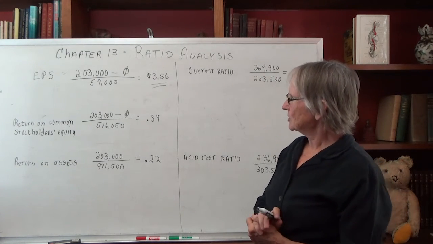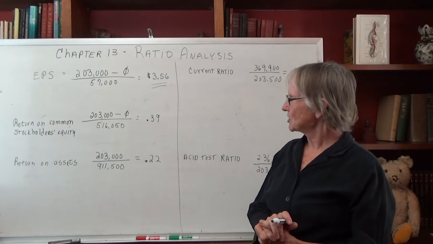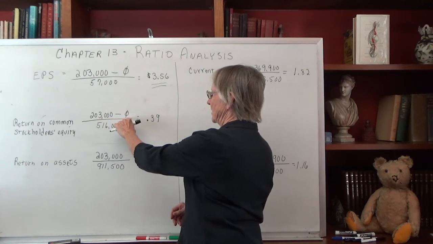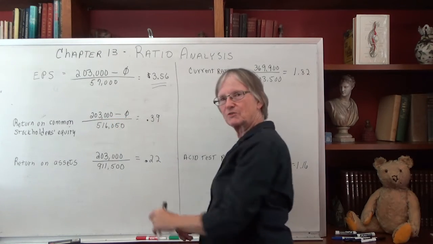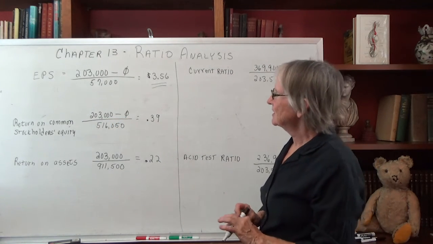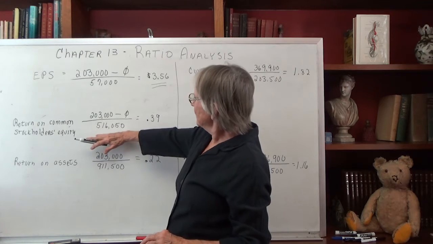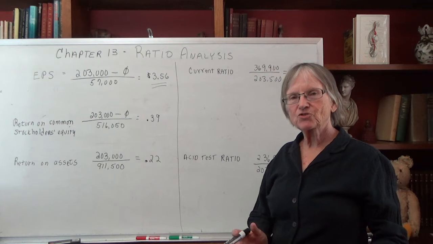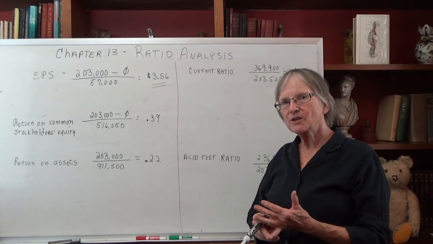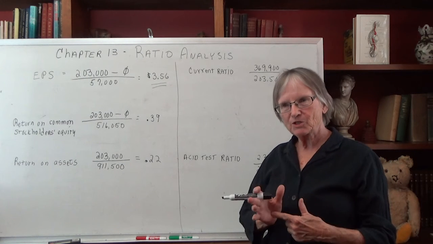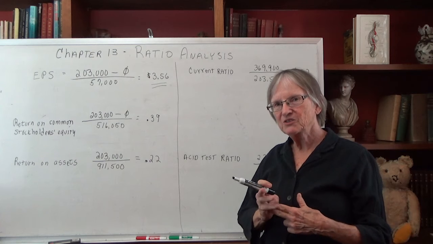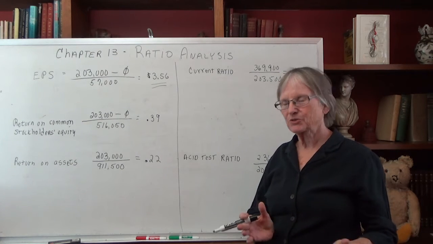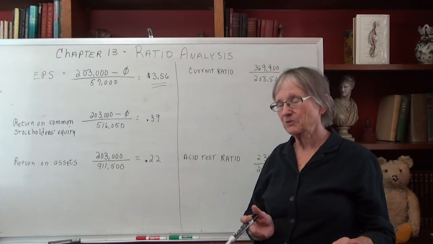Okay, so return on common stockholders' equity. Same thing here. It's minus any preferred dividends, but there are none, so nothing to deduct. It's divided by average common stockholders' equity. And that can be a little bit tricky because stockholders' equity is made up of common stock plus retained earnings. In a lot of problems, you will not be given the totals. In this problem, you are given the totals.